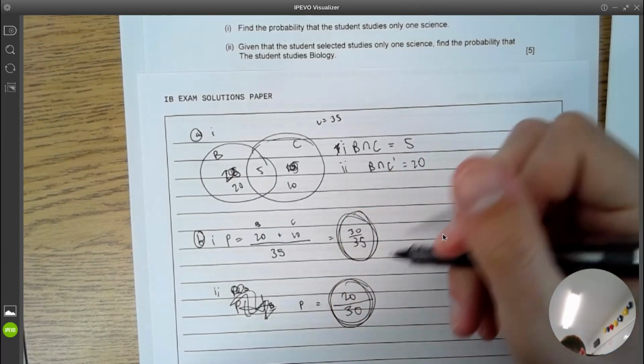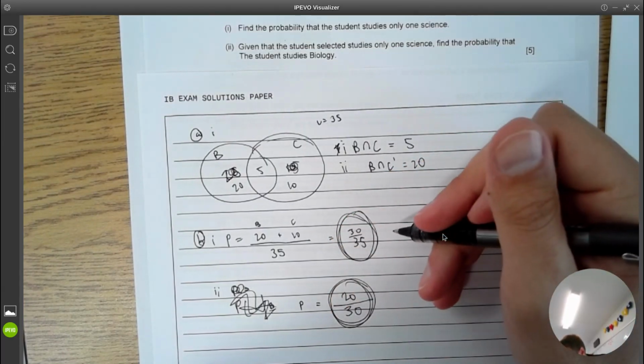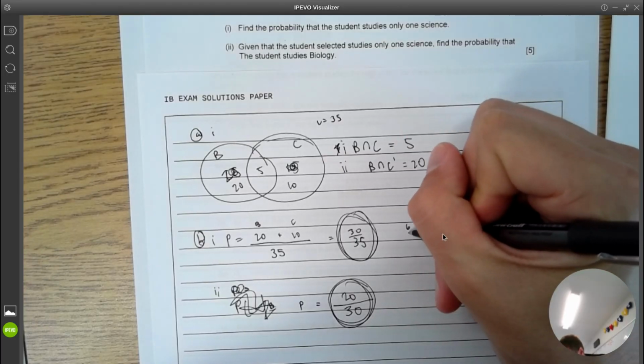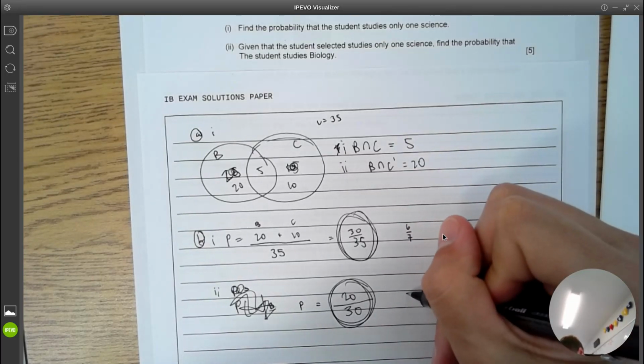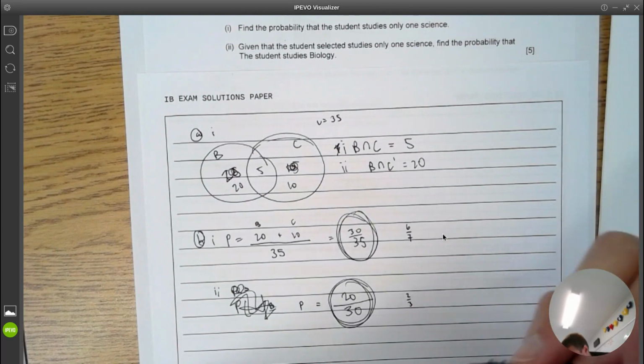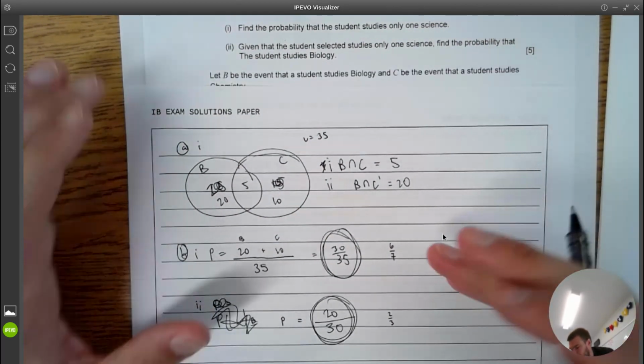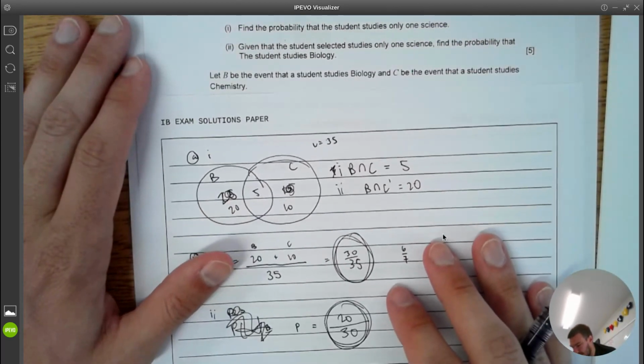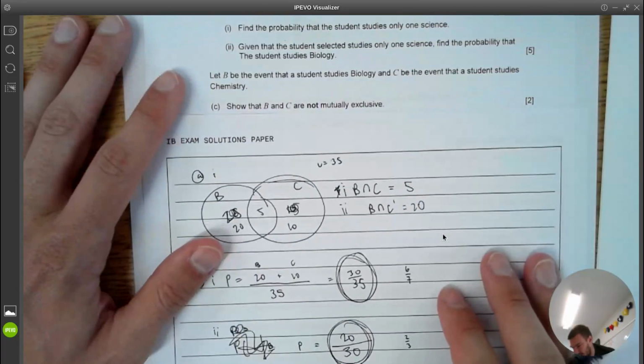I am noticing that these are very simplifiable fractions in an easy kind of way. So this one would be 6 over 7. This one would be 2 over 3. I'm not sure if I'm getting more credit for that or not. So far, that's 8 marks, pretty quick.